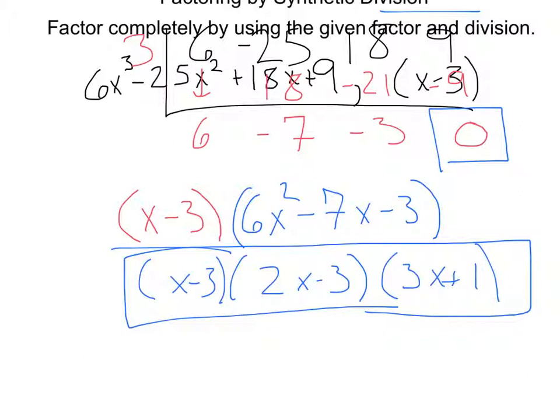So if you want to factor by using synthetic division with a given factor, first do the synthetic division or long division to break it down into something more manageable, something that you know how to factor using one of your various methods. Then just include the factor and then continue factoring like you know how to get your final answer.